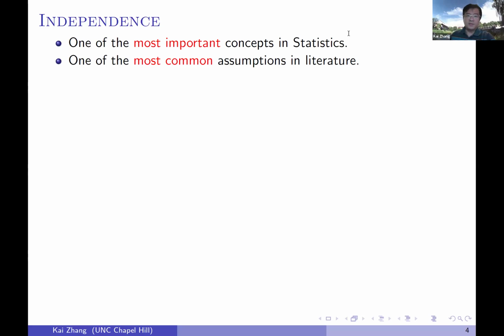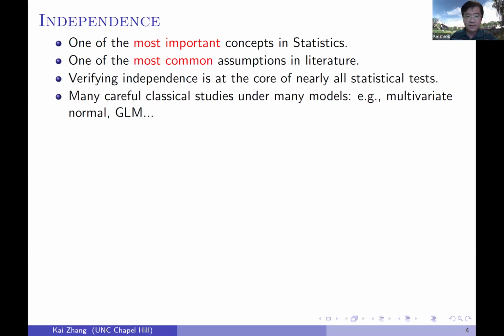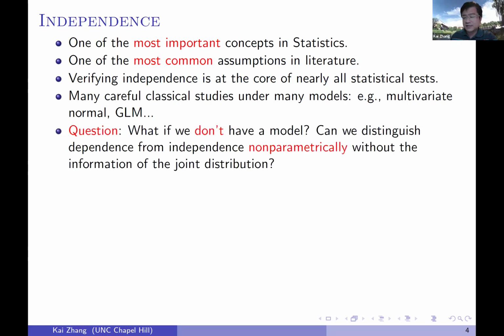One more common assumption in literature, but the important thing is we need to be able to verify independence with data, because otherwise we'll be really gambling and at the risk of losing all the validity of our results. So there's a classical problem that has been carefully studied in many classical models, right? But the question nowadays is that when we receive data, we often don't have a model to begin with.